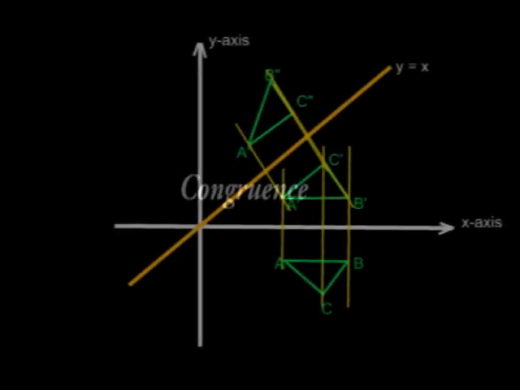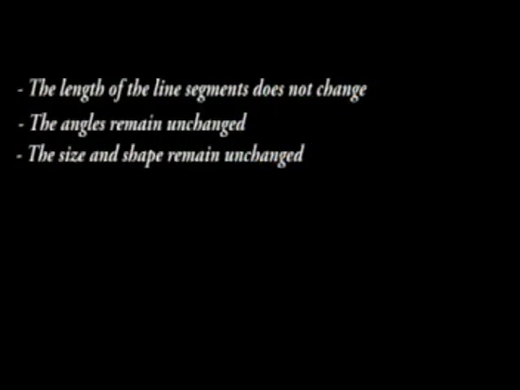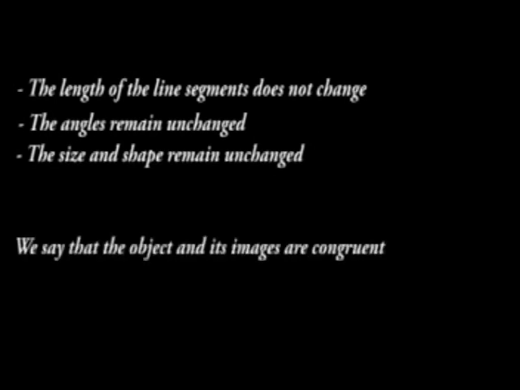Congruence. In our previous example, triangle ABC underwent two successive reflections on the mirror lines y = 0 and y = x. The following can be deduced. The length of the line segments doesn't change. The angles remain unchanged, and the size and shape remain unchanged as well.